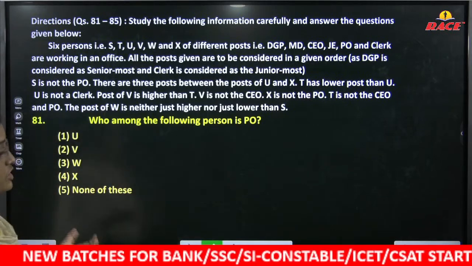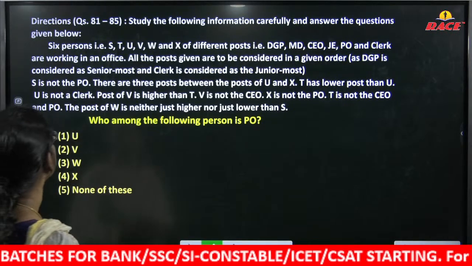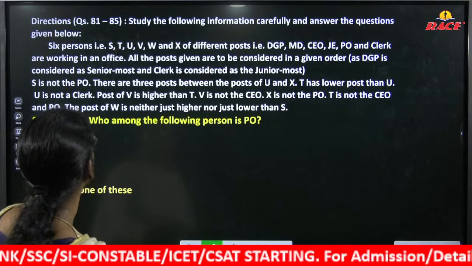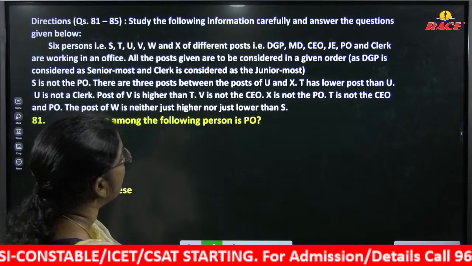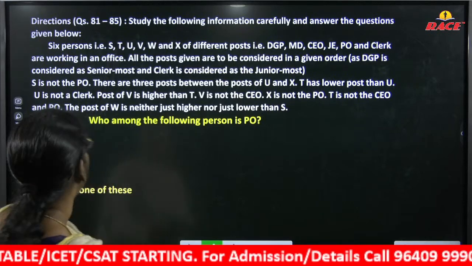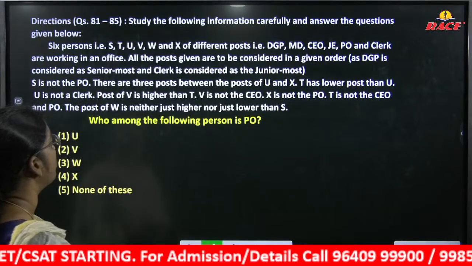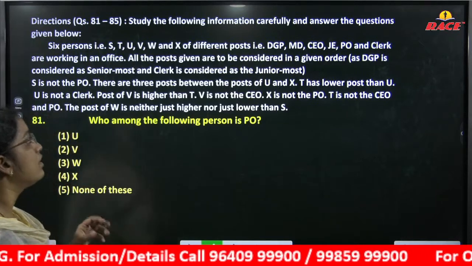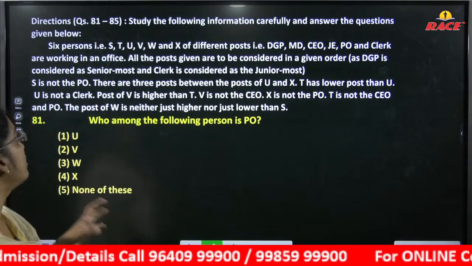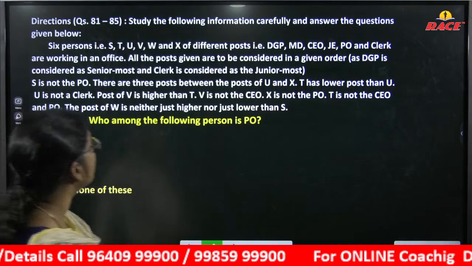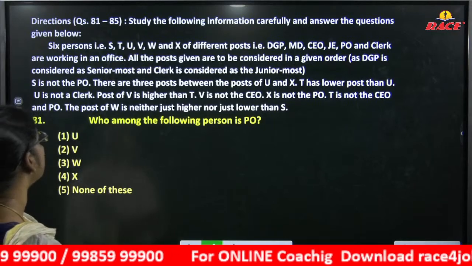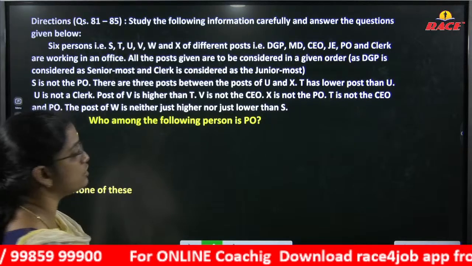Okay, then our next question. Here our question is: 6 persons S, T, U, V, W and X of different posts — DGP, MD, CEO, JE, PO, and clerk — are working in an office. We are having 6 persons and they are given positions, that means job posts. All the posts given are to be considered in a given order. That means DGP is considered as senior most and clerk is considered as the junior most.